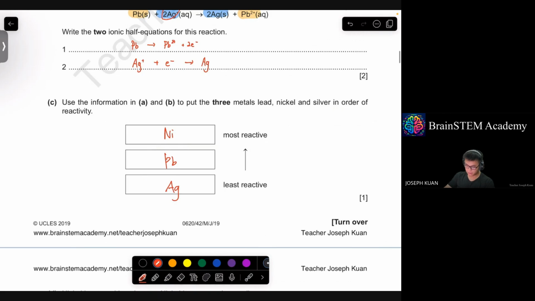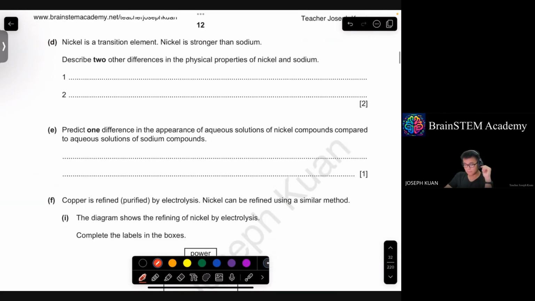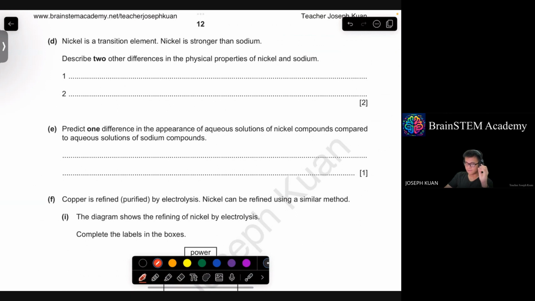All right, next question. Nickel is a transition element. Nickel is stronger than sodium. Describe 2 other differences in the physical properties of nickel and sodium. So since nickel is a transition element, right, we will expect it to have a higher melting point than sodium and also higher density than sodium.